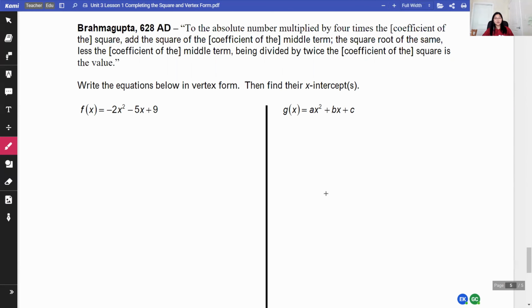Sounds good. Are we skipping the Brahmagupta quote? We don't have to skip the Brahmagupta quote. I was actually going to show it back up so it was visible. Okay. Cool. Do you want to read it? Sure. "To the absolute number multiplied by 4 times the coefficient of the square, add the square of the coefficient of the middle term. The square root of the same less the coefficient of the middle term being divided by twice the coefficient of the square is the value." What could that mean? Let's leave that there for a second, and we'll come back to it at the end.